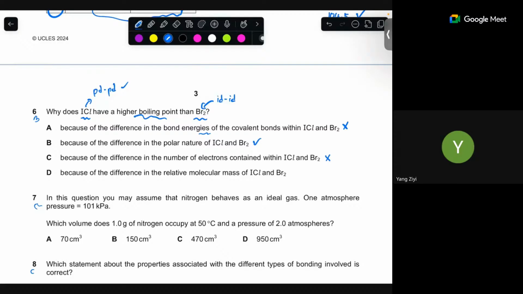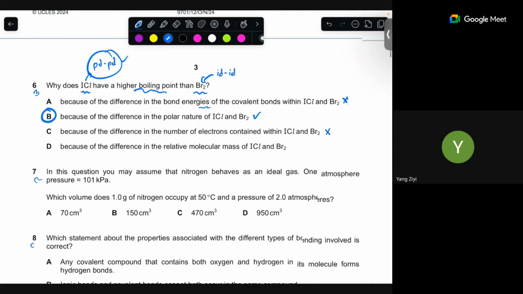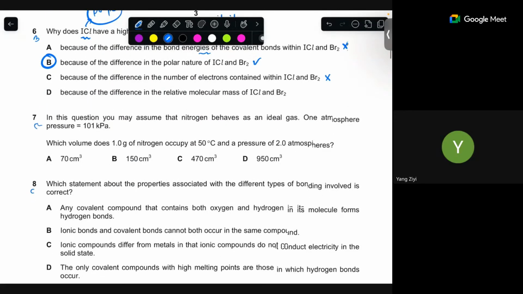Now, relative molecular mass is just an indication that if you have a greater molecular mass, you have more electrons, then you have more ID. That's it. But since we have PD, therefore the answer is going to be B. So we will stick to our answer, which is B. Now, let's go on to question number 7.